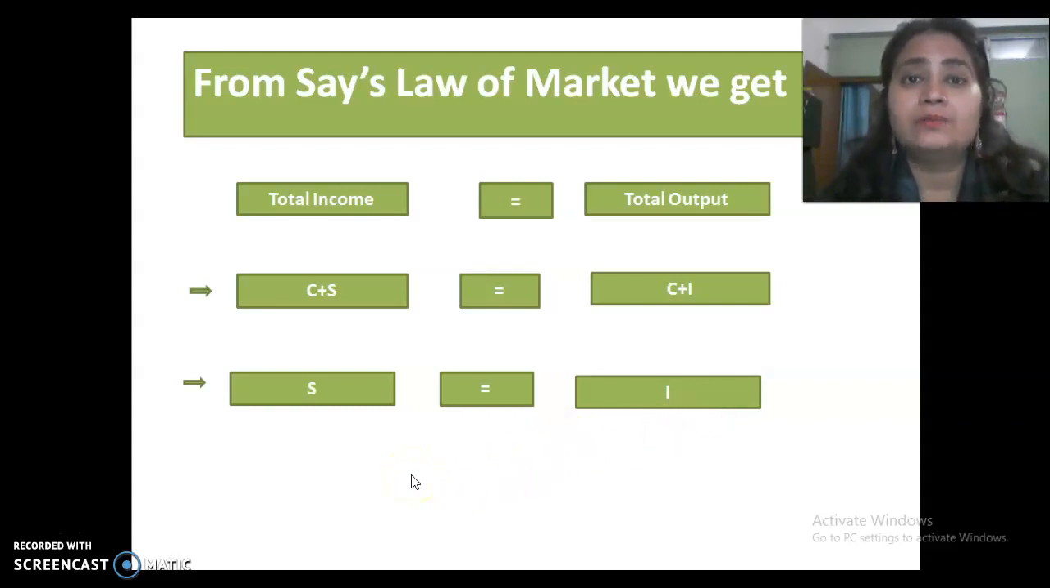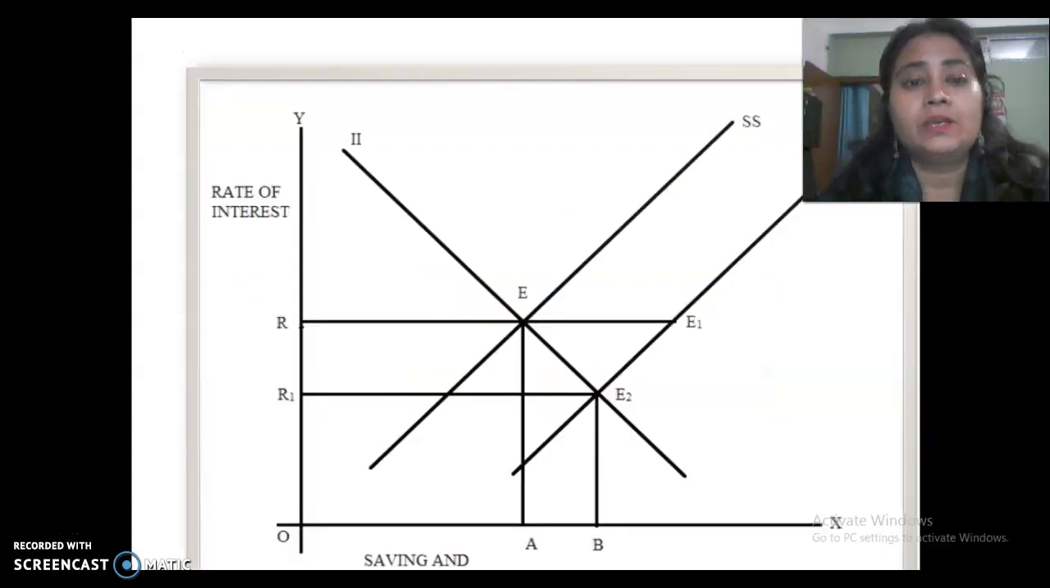Let us discuss how the equality between saving and investment is brought about in the product market. Here you see along the horizontal axis we measure savings and investment, and along the vertical axis the rate of interest. Rate of interest is the reward for savings. When rate of interest increases, savings also increase, and when rate of interest decreases, savings also decrease. So there is a direct and positive relationship between rate of interest and saving. That is why the saving curve is upward sloping from left to right.